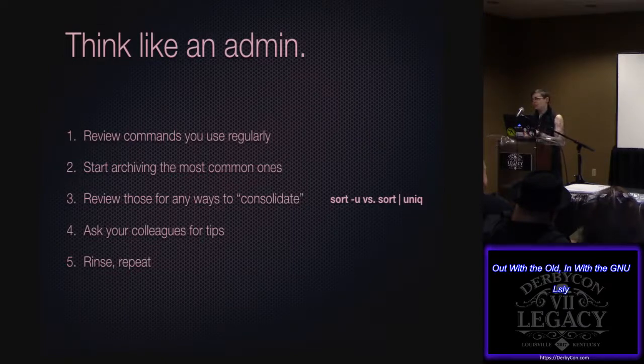So any type of one-liners you use just to grab system info, or if you have something that does enumeration right at the beginning, just check it. Make sure it's clean. Start archiving the ones you use most often. GitHub gists are a really good way to keep these. So you can just keep a gist of everything you use when you're on an engagement or things you run at home, the most common ones. And review ways to consolidate them.